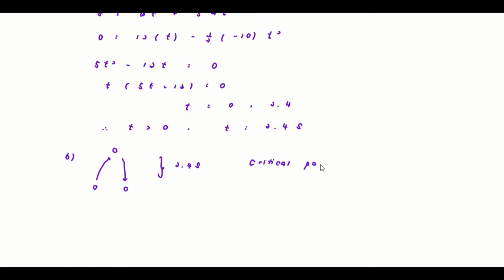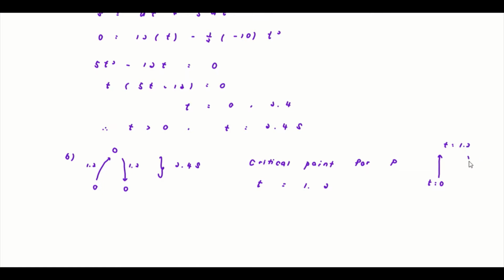So the critical point for particle P is going to be at T equals 1.2. The idea is that going up takes 1.2 seconds, and going down takes another 1.2 seconds. So if we write it in a time range, when it's going up, it's from the time T equals 0 until T equals 1.2.